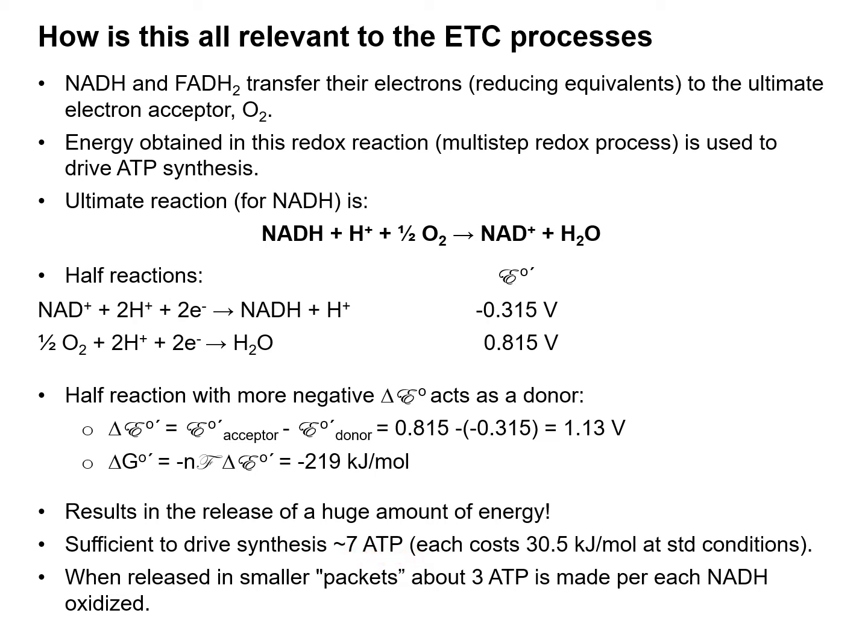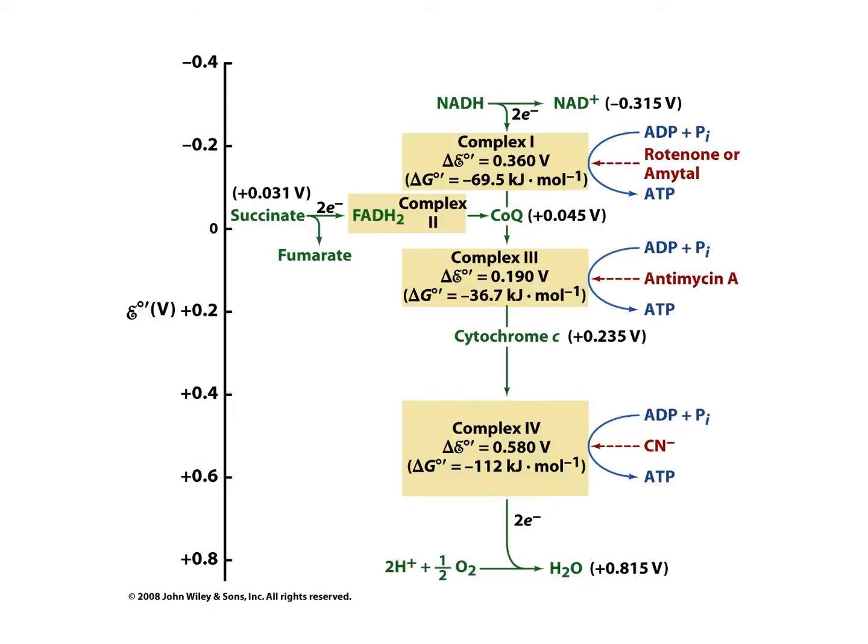This is when we consider that synthesizing 1 molecule of ATP costs about 30.5 kilojoules per mole at standard conditions. But in real cellular conditions, when the energy is released in smaller packets and happening in the actual cellular system, about 3 ATP are made per each NADH oxidized.